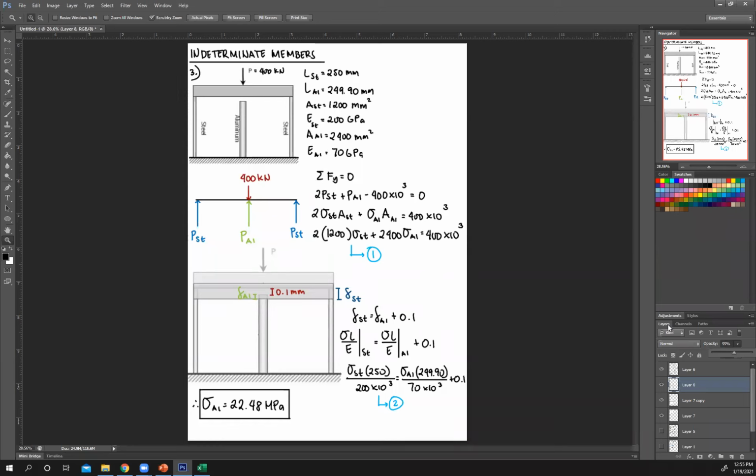All right. Any questions for number 3? If you don't have any questions, do you understand number 3 then? If you do, please answer yes or no.